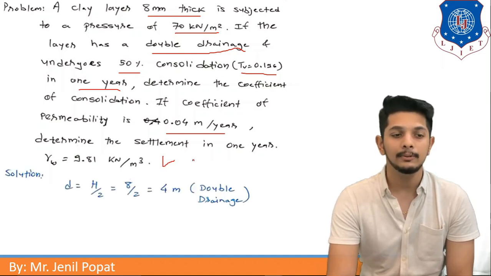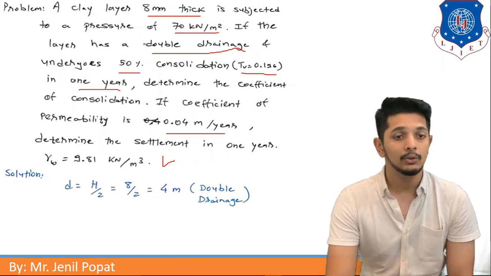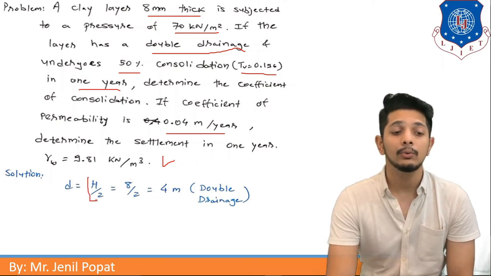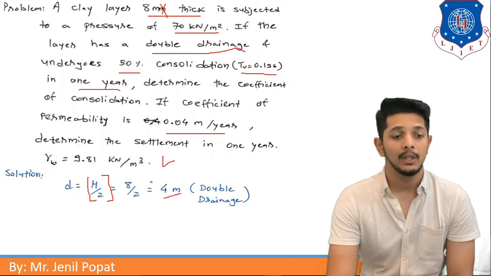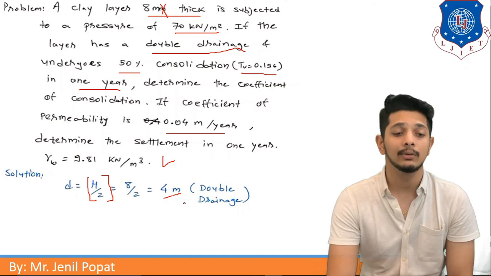Let us solve the problem. First of all, it is given as double drainage, so we have to take H by 2 here. We should know that. Now H is given as 8 meter thick. Here 8 mm is written, but it is 8 meter. So 8 by 2 is equal to 4 meter. So this is the average depth of drain. So D is equal to 4 meter.